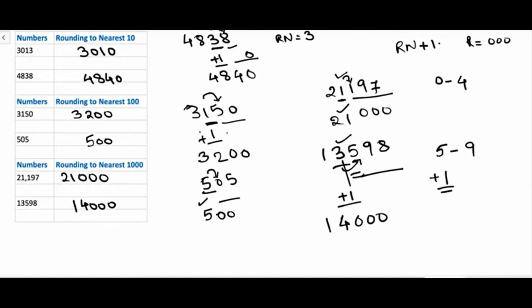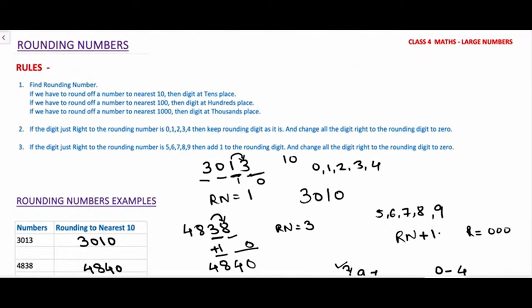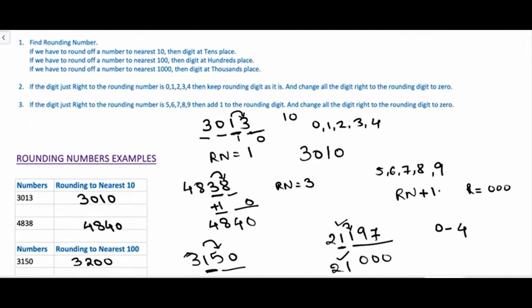So the rules are very simple. Rule number 1, find the rounding number. First we need to identify the rounding number. Rule number 2, if the digit right to the rounding number is 0, 1, 2, 3 or 4, then the rounding number will remain as it is and the right side digits will turn to 0. Rule number 3, if the right side digit of the rounding number is 5, 6, 7, 8, 9, then we need to add 1 to the rounding digit and change all the digits right of the rounding digit to 0. So in this way we can do rounding numbers. Thank you.